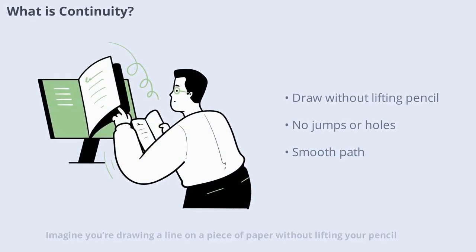Imagine you're drawing a line on a piece of paper without lifting your pencil. That's what mathematicians call a continuous line. In math, continuity means you can draw a graph without any jumps, holes, or breaks. It's like walking on a smooth path without tripping or falling into a hole. If you have to lift your pencil, the line isn't continuous. Easy, right? Let's see some examples to make it even clearer.